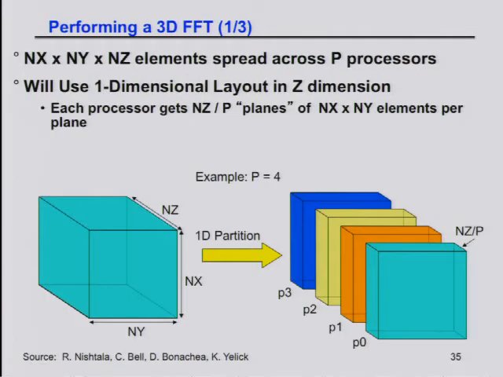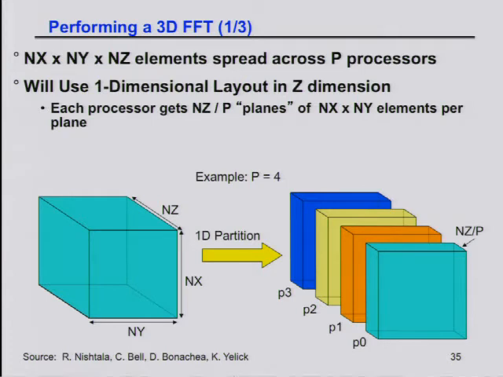OK, so here's the picture. I have this grid of points, nx by ny by nz. I want to do a 3D FFT. That means on each vertical piece, then each horizontal piece, then each piece going into it. And my assumption is I'm going to have a 1D partition, which means that processors 0 through 3 each own a 2-dimensional slice. That's going to be the starting point.